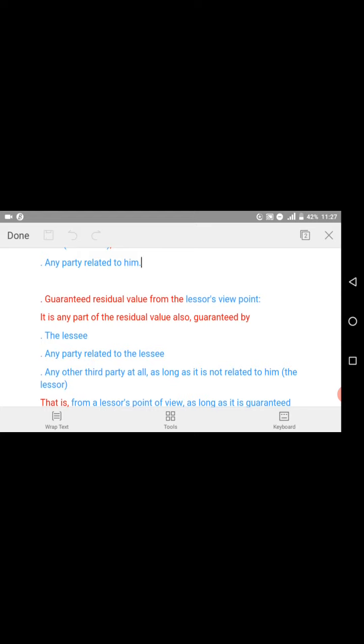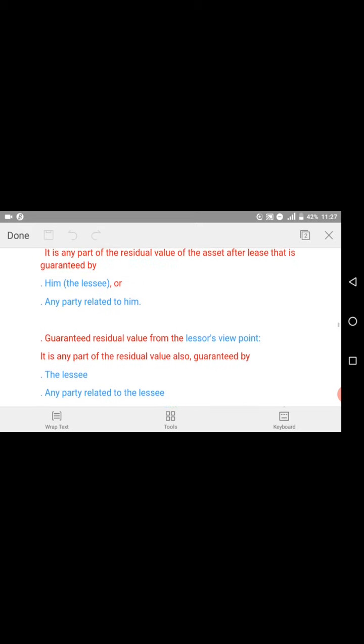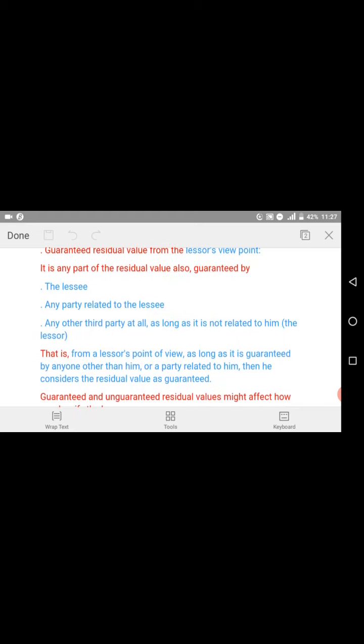I'll take it again. The first two are the same thing in the lessee's point of view, but the difference here is the third one, which is any other party at all, as long as it is not related to him, that is the lessor. So we have 3 things to note here, while the other we have 2, and the 2 is inside the 3. So that is, from a lessor's point of view, as long as it is guaranteed by anyone other than him or a party related to him, then he considers the residual value as guaranteed.